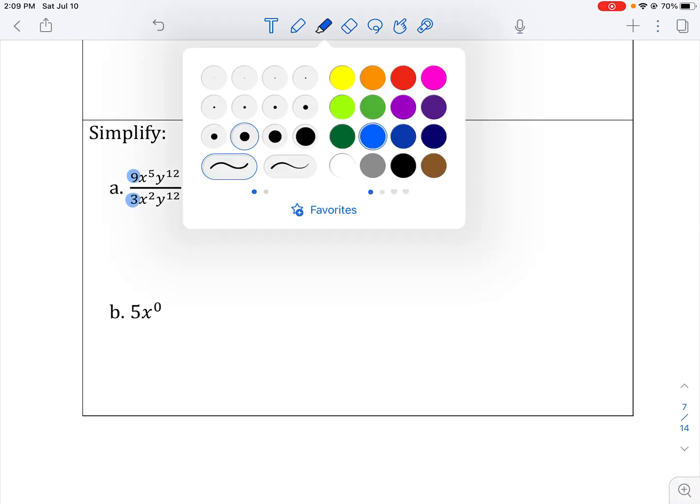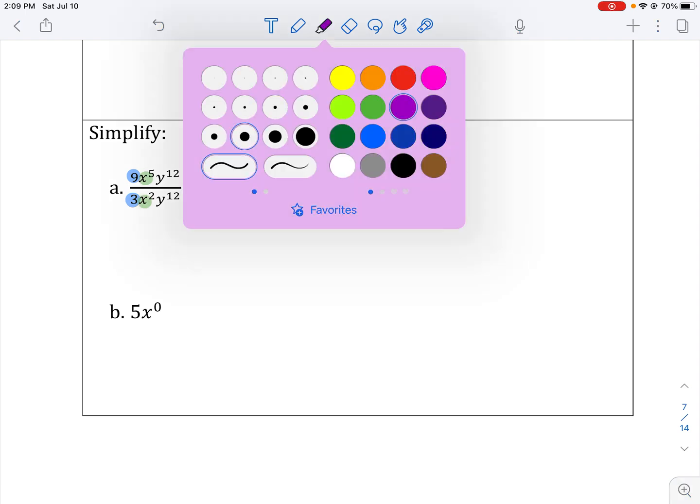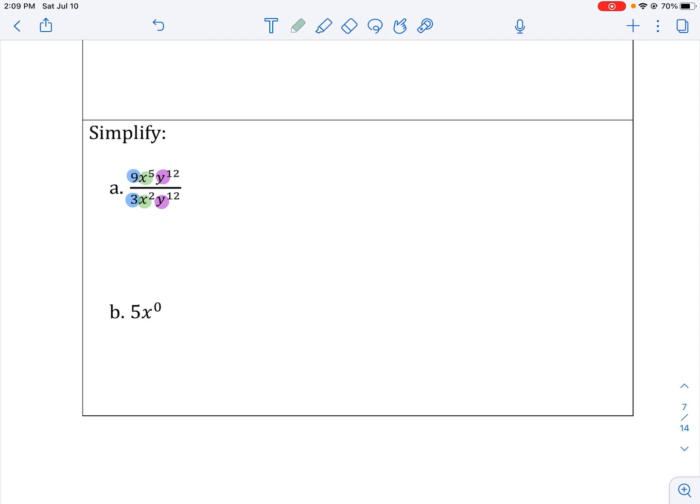So we have our coefficients, we have our x's, and we have our y's. We're going to split everything up. First, I'm going to split my coefficients, then my like base of x, and then my like base of y's. So 9 divided by 3, that gives me 3. There we go. When I divide like bases, I subtract my exponents. 5 minus 2 gives me 3, so that's x to the 3rd or x cubed.